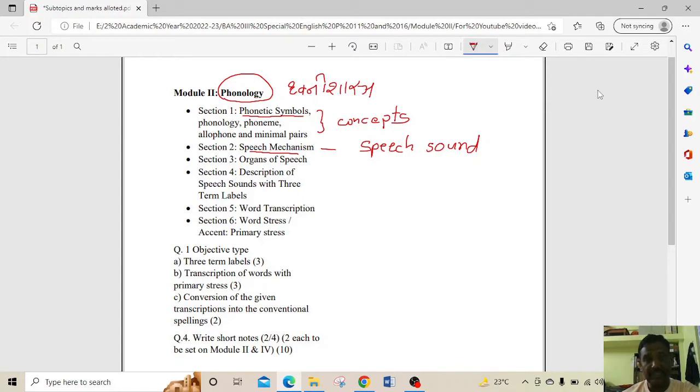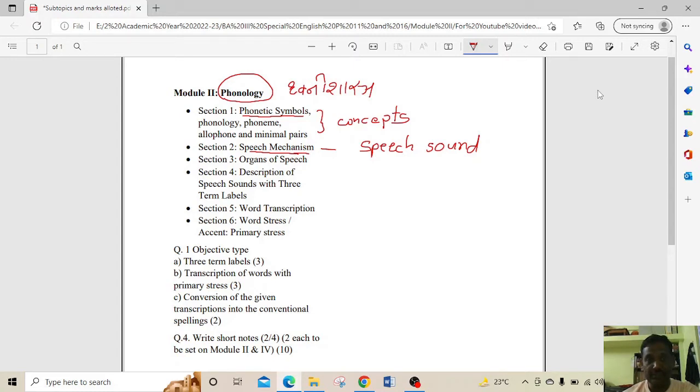For example, in English, we have 44 sounds that we use in speech or while speaking. So, how are these sounds produced? With the help of tongue, lips, nasal cavity, larynx, and other speech organs in our mouth, that we deal with in this subtopic, that is speech mechanism.